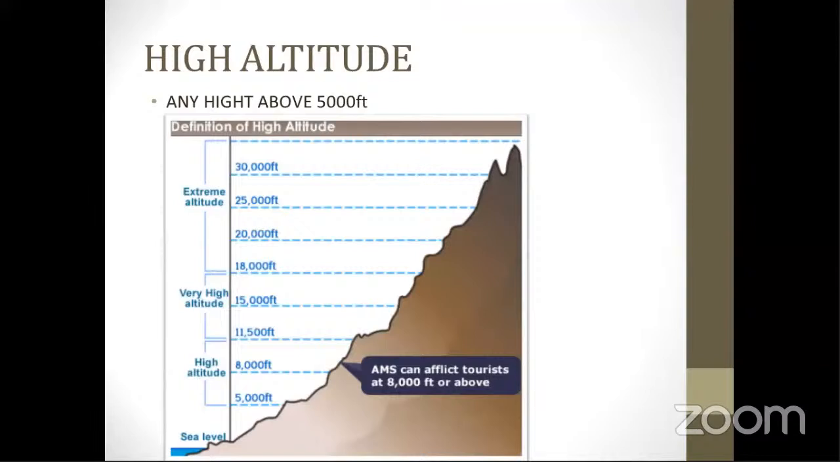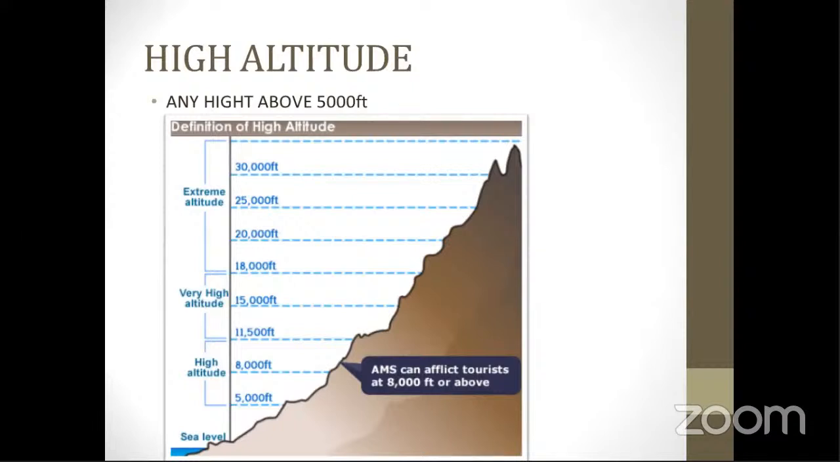What is meant by high altitude? High altitude is any height above 5,000 feet. But classically, high altitude is defined as any height above 10,000 feet, because up to 10,000 feet you don't feel any symptoms of hypoxia. Beyond 10,000 feet only, you get symptoms of hypoxia. So classically, high altitude means height above 10,000 feet, but any height above 5,000 is considered high altitude.